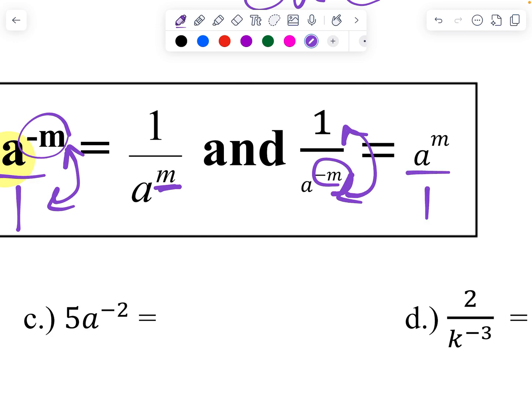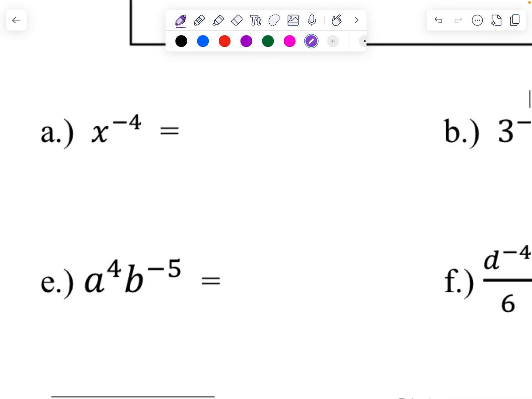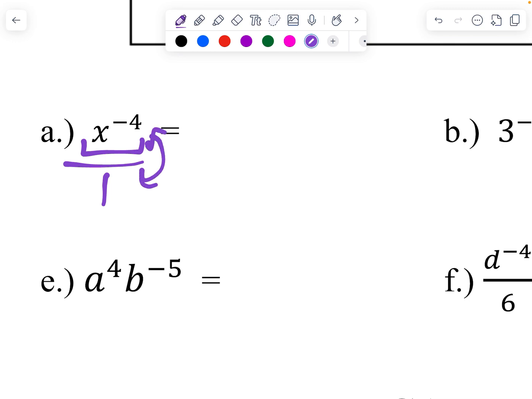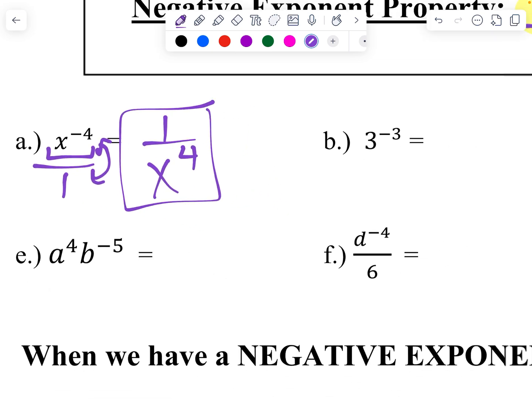So you could look at it like this. Looking at letter A, and again, I'm going to group things together. So x to the negative 4th power, I can't leave that as a negative exponent. So I'm going to make it a fraction by putting it over 1. And now I'm going to flip the fraction. 1's on top, x is on the bottom, now raised to the 4th power. So these are saying the same thing.